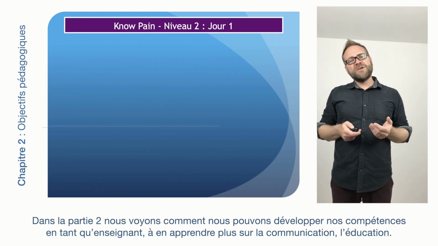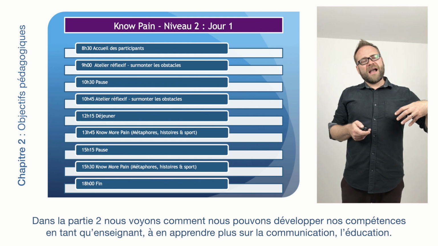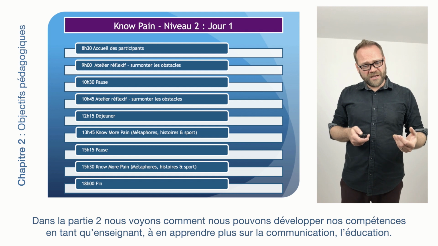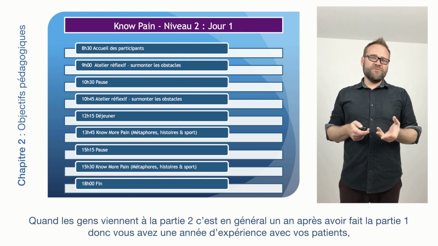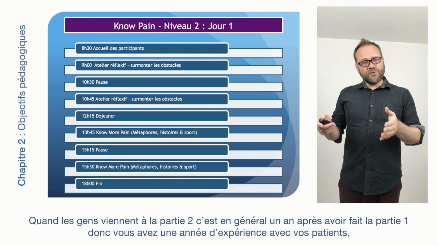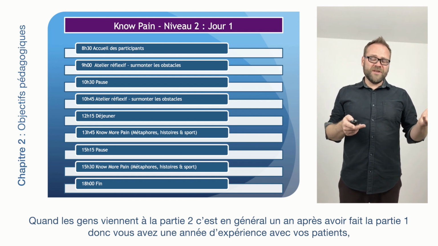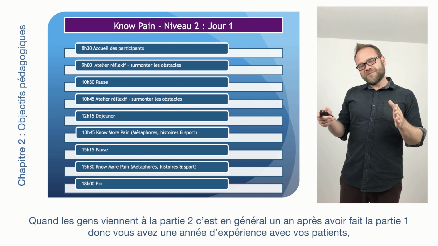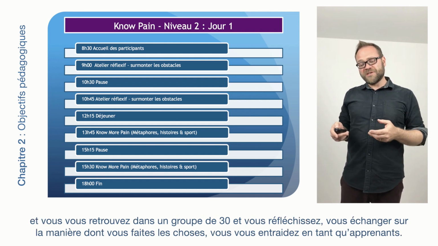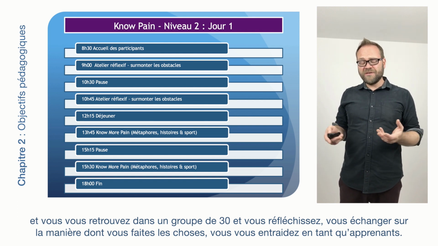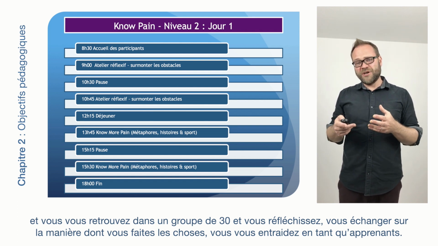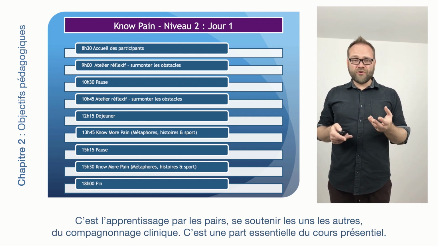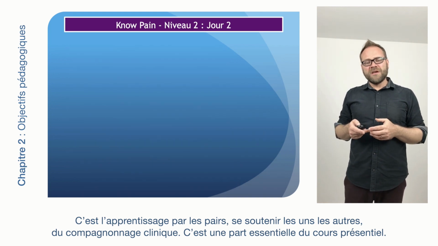In the part 2 course, we begin by looking at how we can develop our skills as teachers, how we can start to learn more about communication and about education. But also, when I do the part 2 course, it's normally 1 year after people have done the part 1 course, the level 1 course. So you have a year's worth of experience with patients, and you get together as a group of 30 people and reflect and change the way you do things, and you help each other as learners. Peer learning, supporting each other, clinical companionship is a crucial part of attending a course.